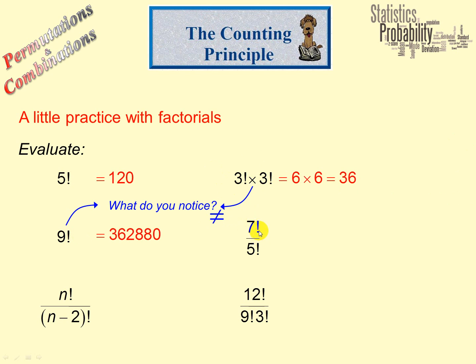This next one, 7 factorial over 5 factorial, is in fact 7 times 6 times 5 times 4 times 3 times 2 times 1 over 5 factorial. So the 5, 4, 3, 2, 1 cancel with the 5 factorial below, leaving just 7 times 6. In the same way, n factorial is n times n minus 1 times n minus 2 downwards. So the n minus 2 downwards cancels, and all we have is n times n minus 1. Same thing happens here with the 12 factorial over 9 factorial. So we end up with 12, 11, 10, and then we have the 3 factorial below.